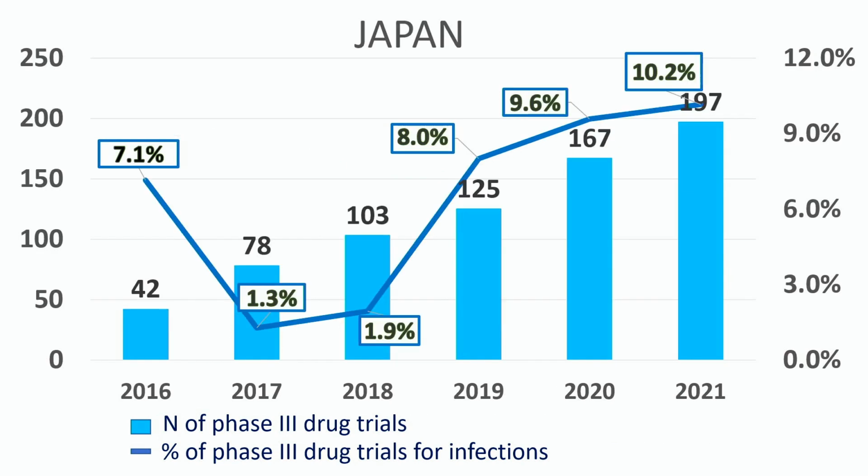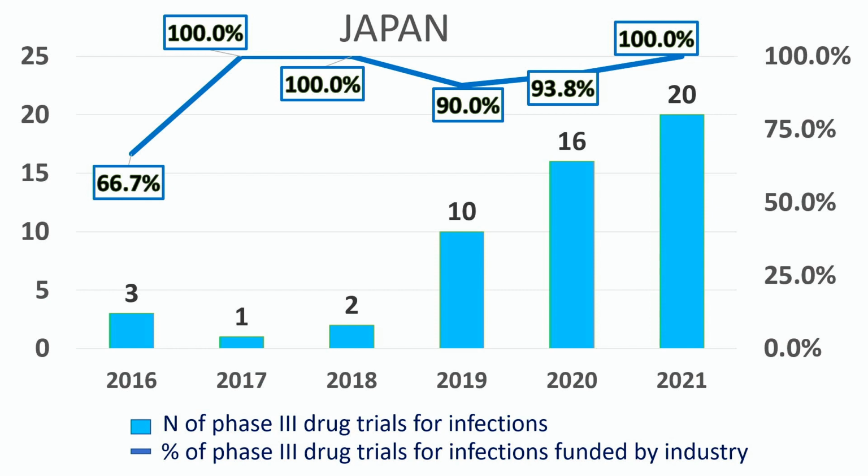Regarding Japan, again, you have an increase in all number of phase 3 drug trials during these 6 years from 42 to 197. Again, you have big decrease, really low numbers of percentage of phase 3 drug trials for infections to 1.3, 1.9%. You have now a big jump increase in the last 2 years. Now you can see 9.7 and 10.2% of drugs are for antimicrobials.